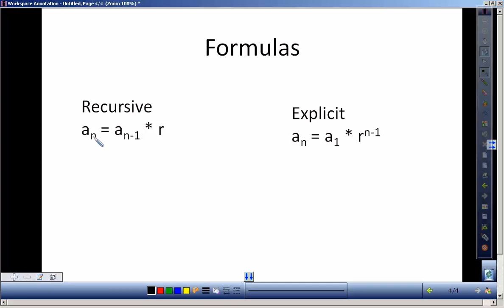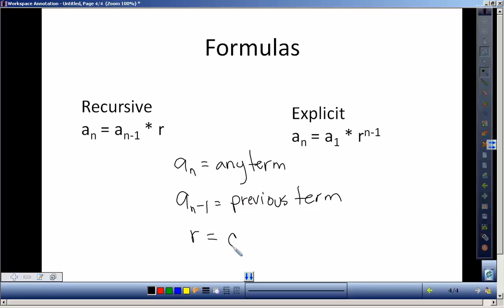So for our recursive formula for geometric, the next term is equal to the previous term times the common ratio. So we need to make sure we know what everything stands for. A sub n is equal to any term in the sequence. A sub n minus 1 is always the previous term. R is our common ratio. What are we multiplying by? Again, it can be a whole number or it can be a fraction. And then don't forget, A1 is always the first term.